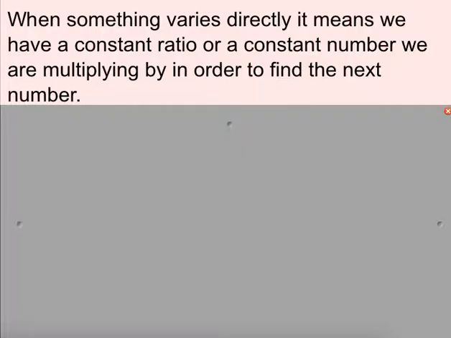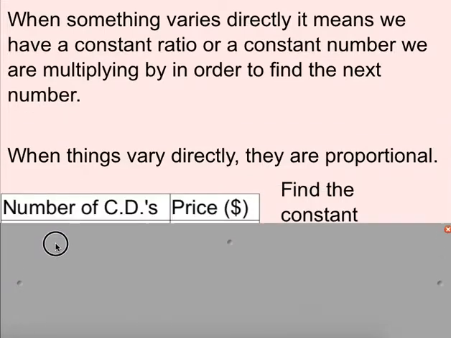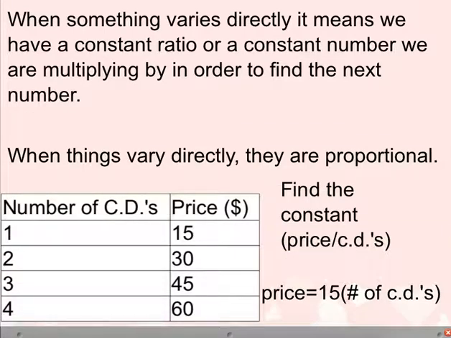So when something varies directly, it means we have a constant ratio or a constant number we are multiplying by in order to find the next number, just like we saw in lesson 68. So when things vary directly, they are proportional. So in this case, we have the number of CDs and the price. So find the constant. In this case, we see that the constant is 15, because all of these ratios are 15 divided by 1, 30 over 2, 45 over 3, 60 over 4. All of them are 15, meaning every CD is worth $15.